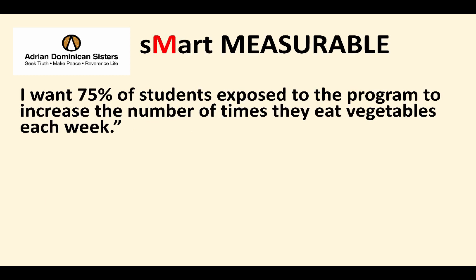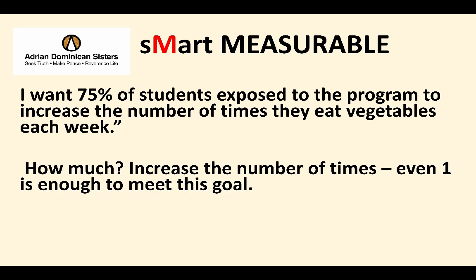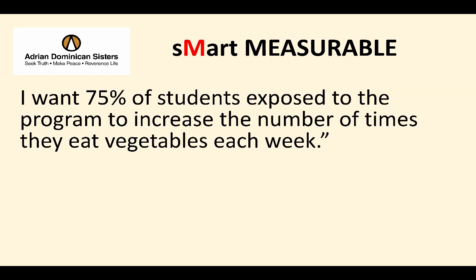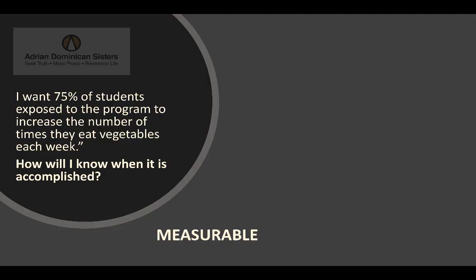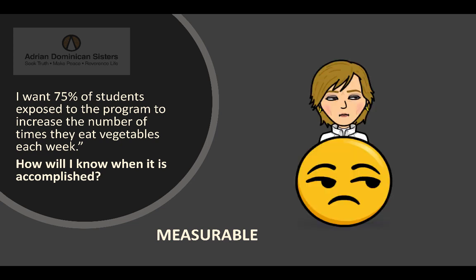So let's look at my goal again and see how I did with the questions above. I want 75% of students exposed to the program to increase the number of times they eat vegetables each week. How much? Increase the number of times. Even one is enough to meet this goal. How many? 75%. How will I know if it is accomplished? This part seems to be missing.